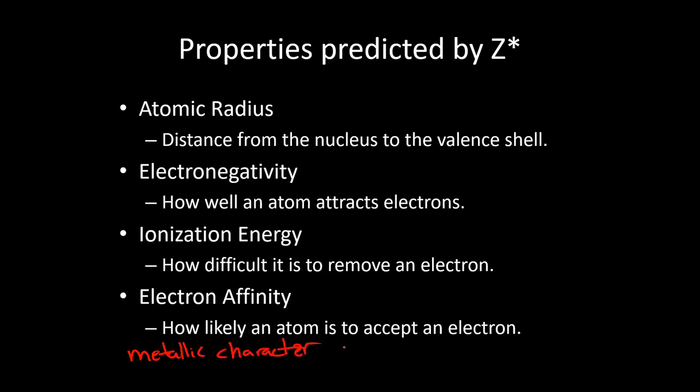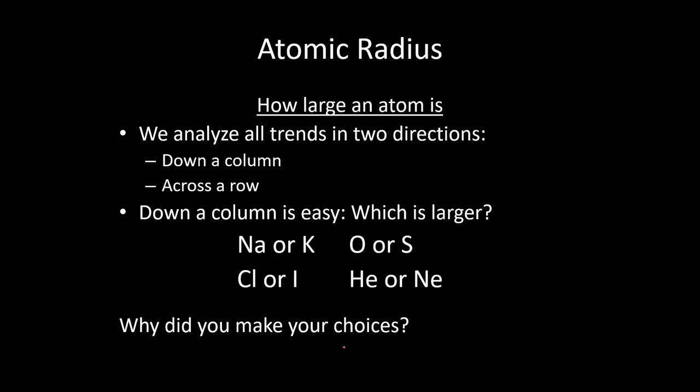So we will look at all 5 of these, starting off here with atomic radius. The atomic radius, like I said just a second ago, is just a measure of how large an atom is. There are 2 different directions on the periodic table that we're going to be looking at for all these trends. We're going to be looking at it in terms of, does it get larger or smaller going up and down the table, and does it get larger or smaller going across the table, going left and right.